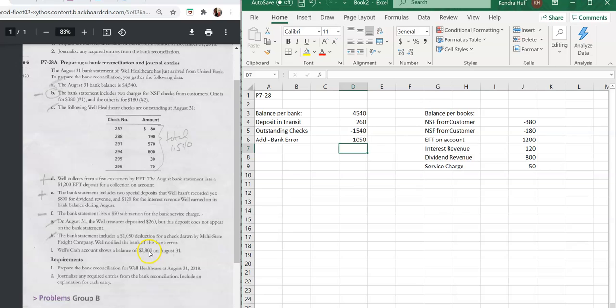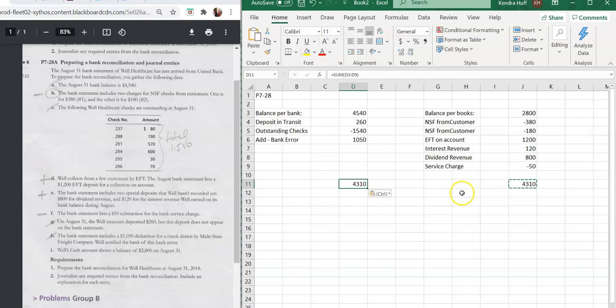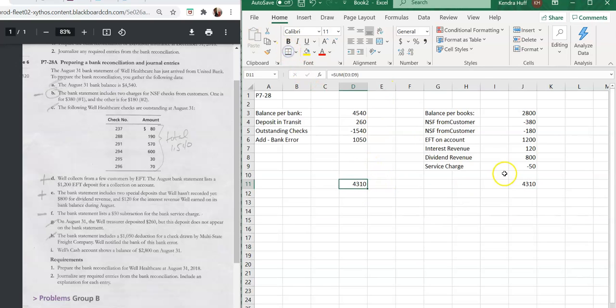Well's cash account shows a balance of $2,800 on August 31st. So $2,800. All right, that's all of them. So let's sum this up. And hopefully we get the same amount, so we know we did it correctly. We hope we did it correctly. Pretty sure I did. This is our adjusted cash.